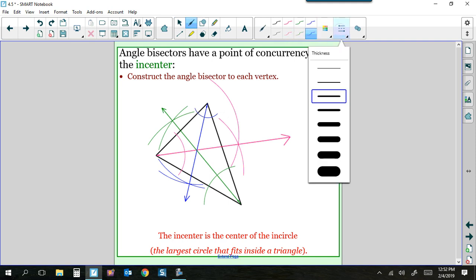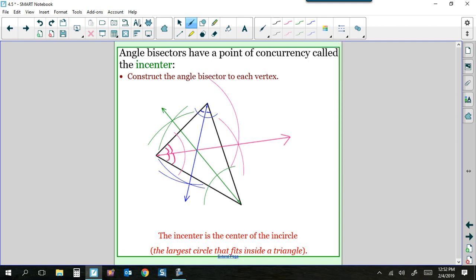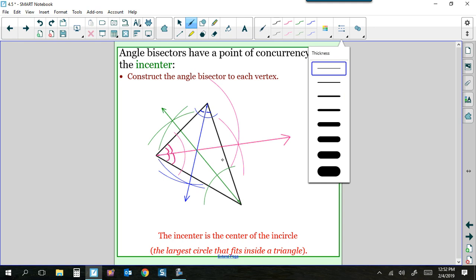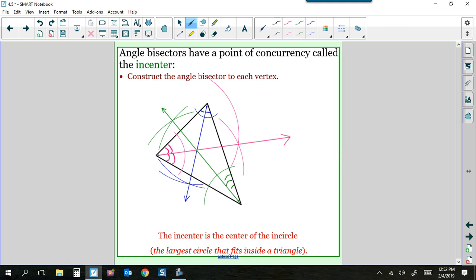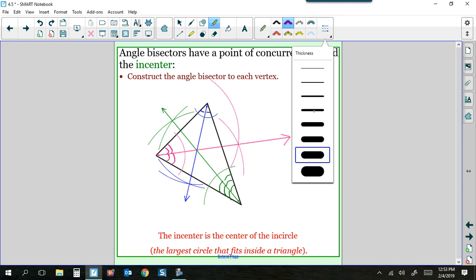So we have, I'm going to go ahead and mark my angles. We know that this is an angle bisector, so I'm going to mark the angles congruent. We know that this second one we did is an angle bisector, so 1, 2. And then the third one we did, we know is an angle bisector. So 1, 2, 3, and 1, 2, and 3. Notice that all of my angle bisectors are intersecting at a single point of intersection, making them concurrent lines right here.